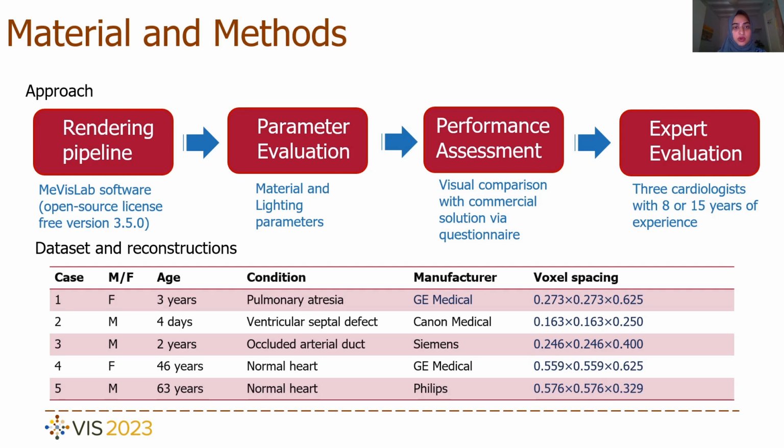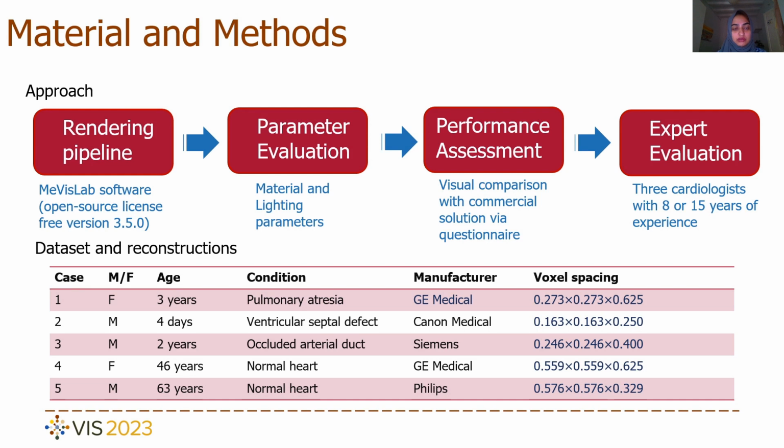In this project, we employed a free version of MeVisLab to create a pipeline for cinematic rendering. Cinematic rendering involves various parameters that affect visualization results, which led us to conduct a thorough assessment of several key parameters. Additionally, we evaluated the performance of our open source rendering pipeline by comparing it with the commercial solution commonly used in clinical settings. This evaluation was conducted using a questionnaire filled out by cardiology experts.